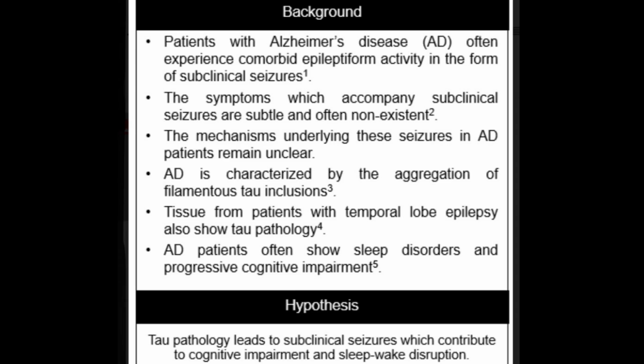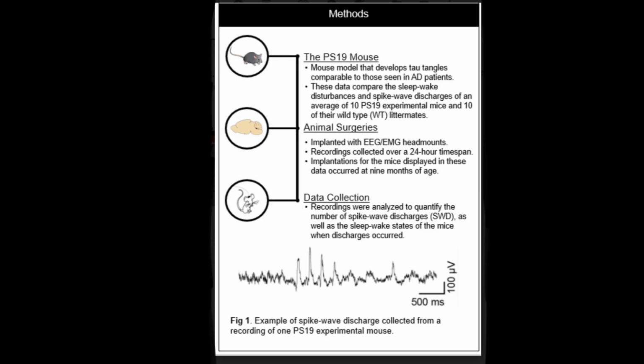in patients with Alzheimer's. It is known that the PS19 mouse model develops tau neurofibrillary tangles over time, comparable to the way in which humans do. Therefore, these mice are used as an animal model for tauopathies. 10 of these PS19 mice and 10 of their wild-type littermates were implanted with EEG/EMG recording devices around 9 months of age. Then, recordings were taken over a 24-hour period while they were between 10 and 11 months of age.